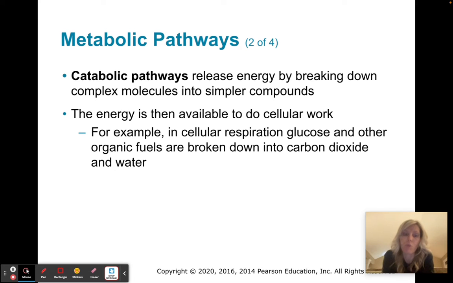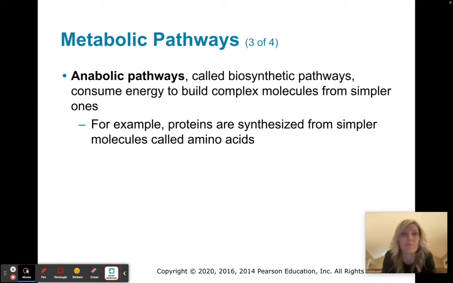So there's a lot of different work that the cell needs to do. An example might be pumping sodium or potassium across the cell membrane, against its gradient. Or it might be muscle contractions, for example. But that's just a couple examples of work that a cell can do when energy is released from a catabolic pathway where polymers are broken down to monomers or smaller pieces.